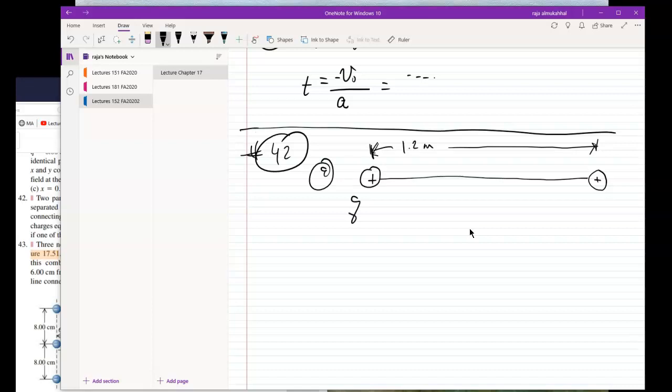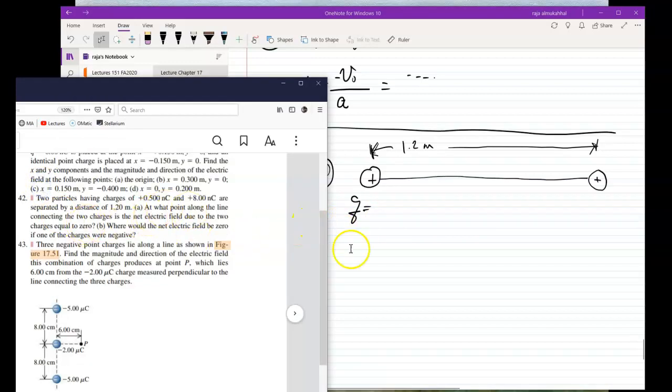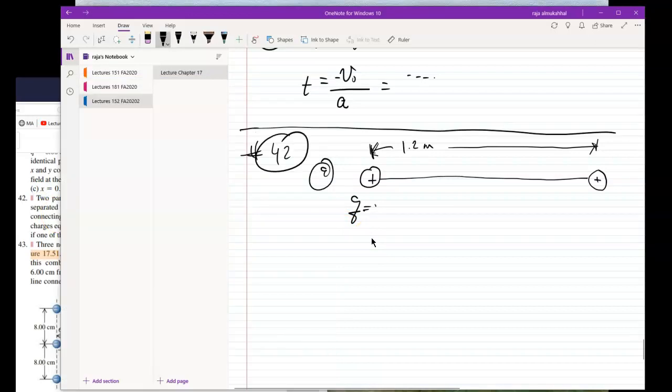This is Q of 0.5 and 8. So I'm going to call that 0.5 and 8. This is 0.5 nanocoulomb, and this is 8 nanocoulomb. As you can see, the difference between them is really large. I'll call them Q1 and Q2. How about that?